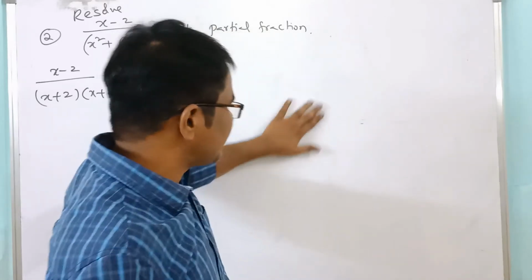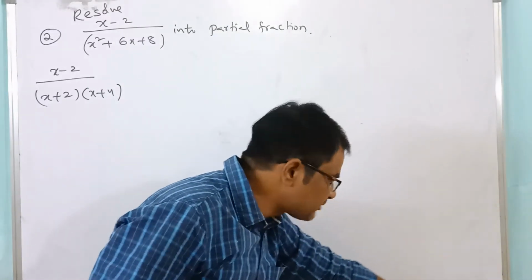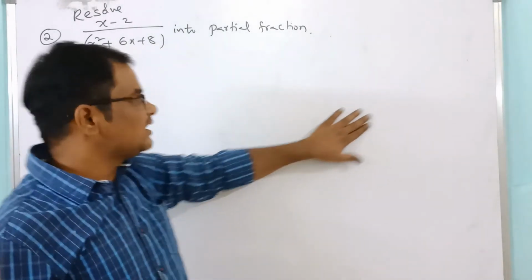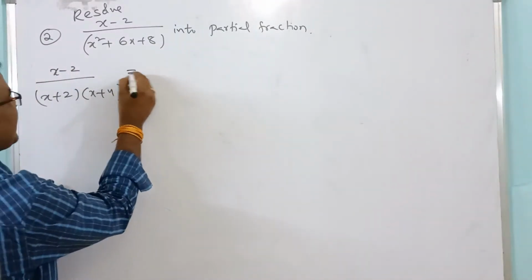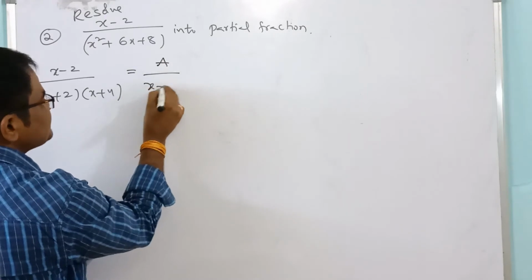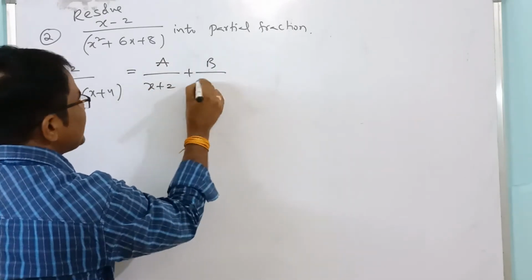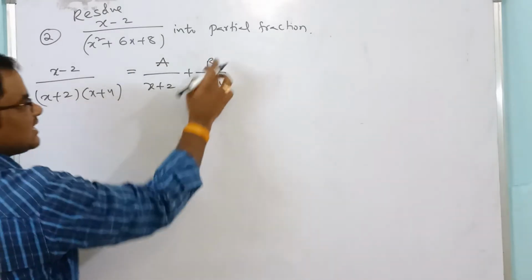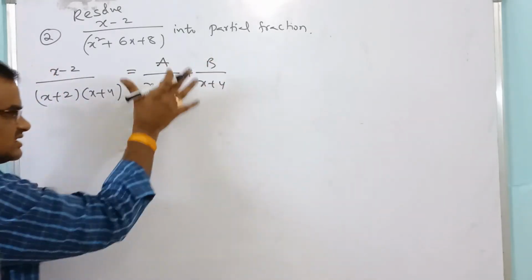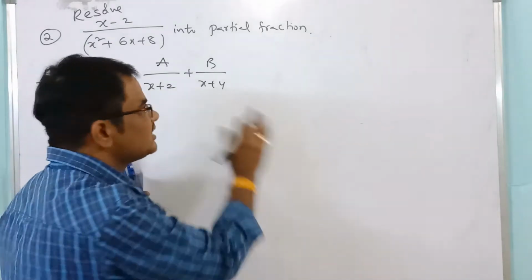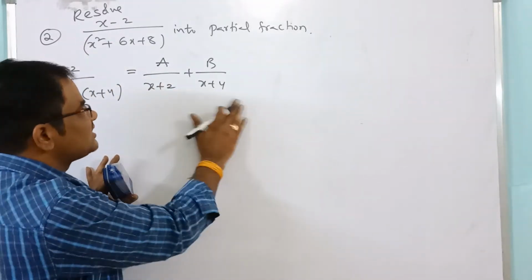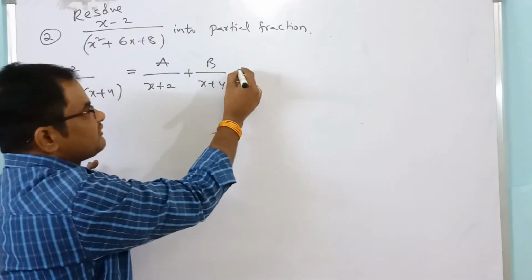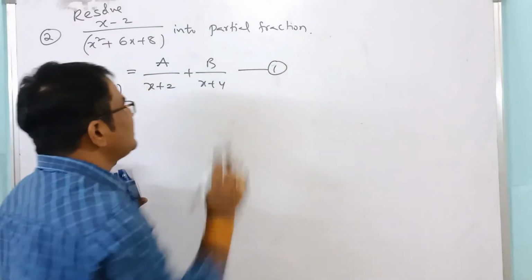Means we are under first method only. We are doing all the problems under first method, non-repeated linear factors. Now this can be written as a by (x plus 2) plus b by (x plus 4). First constant by first linear, second constant by second linear. This is just one procedure to write this proper fraction as the sum of the two proper fractions. Take this as equation number 1.